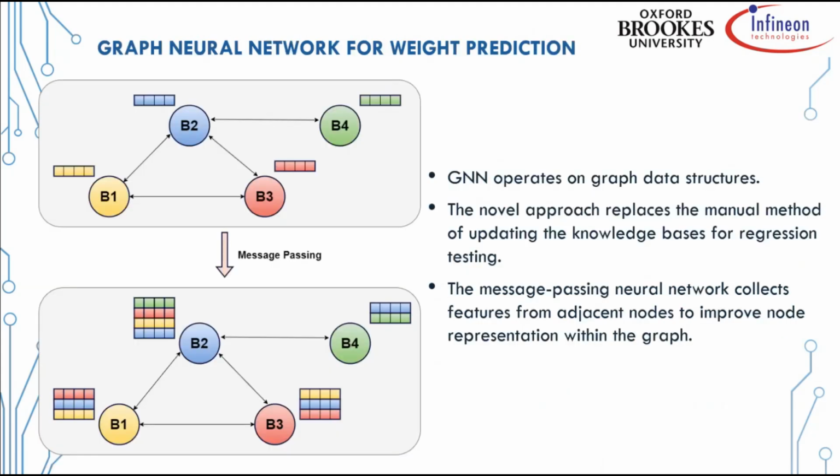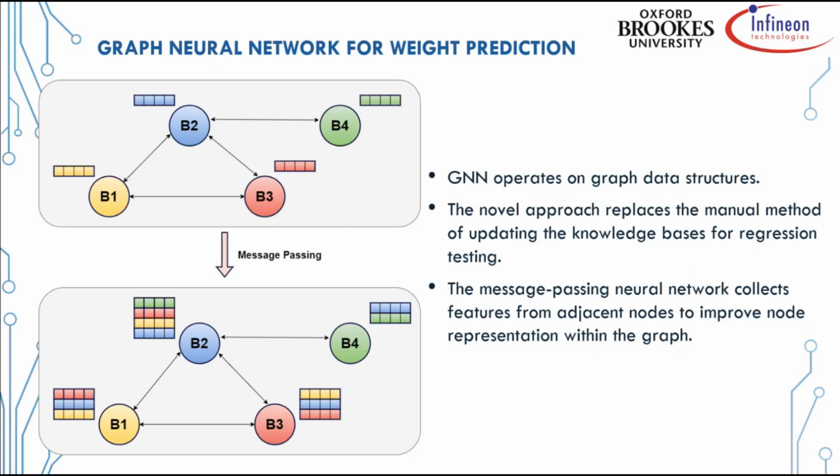So this is where we use graph neural networks, which operate on a graphical data structure, making them more ideal for these types of regression testing. The approach here is to replace the manual method of generating the knowledge base for testing. For example, the connection weights previously have been done manually with the expert knowledge of a design engineer. So we will be replacing this method so that it can be consistent throughout the testing phase.